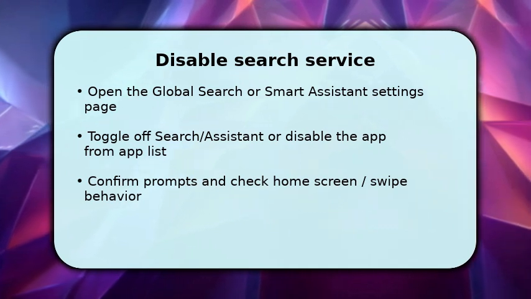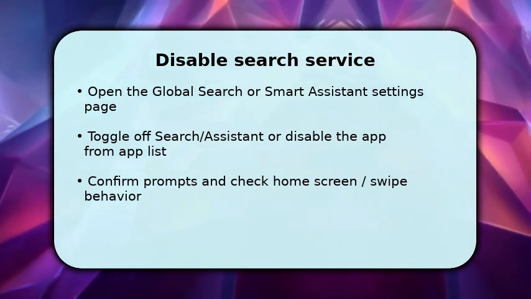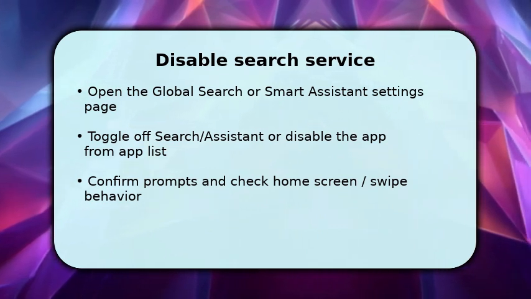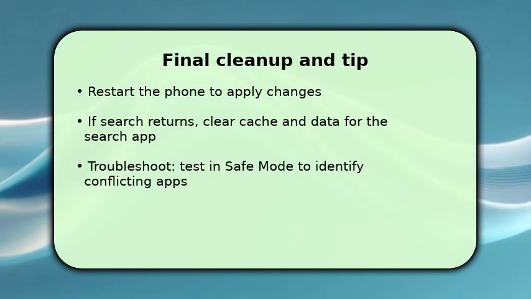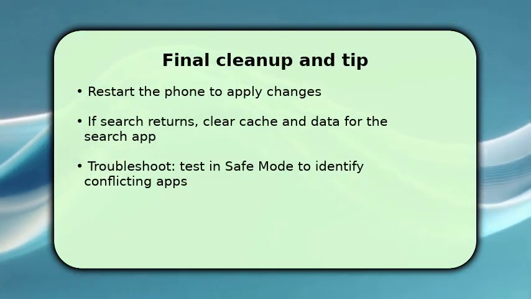Once disabled, return to the home screen and swipe where Search used to appear to verify it's gone. If it persists, proceed to the final cleanup step. Finish by restarting your Oppo to ensure the change takes effect system-wide.